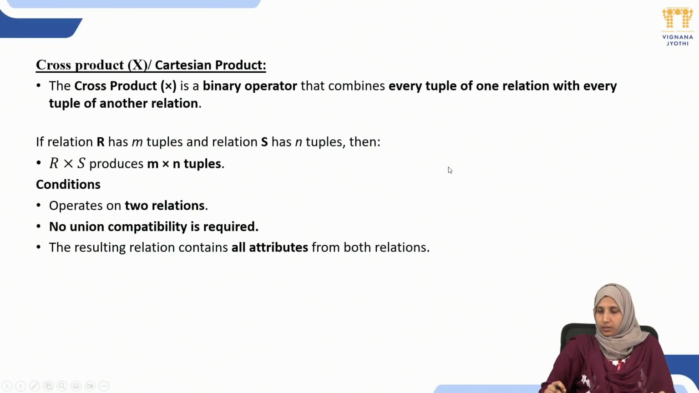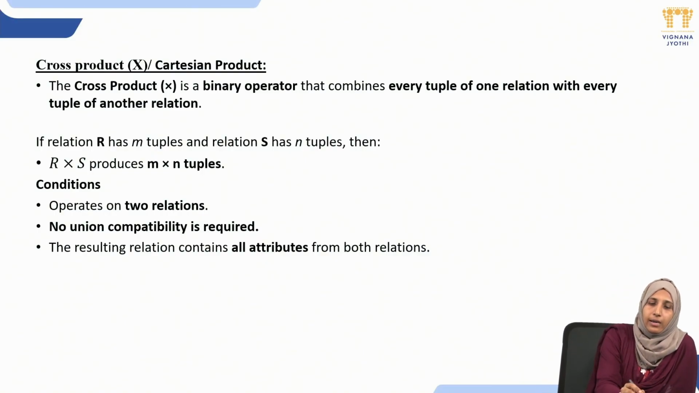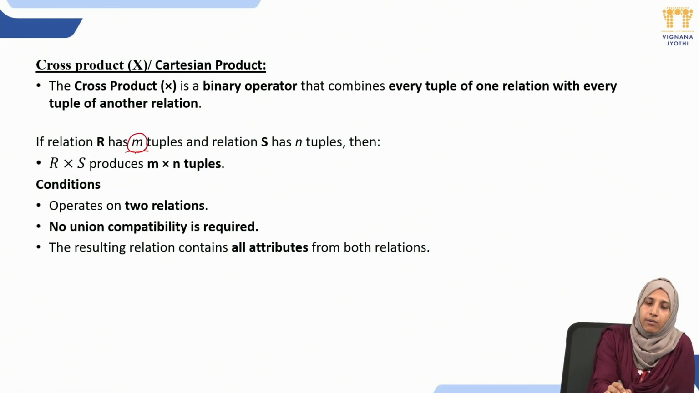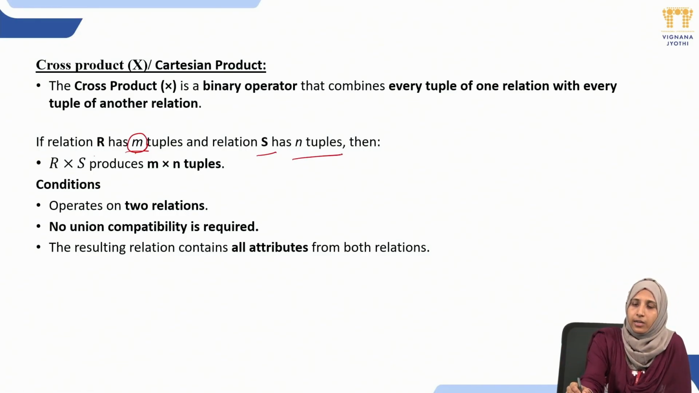Under derived operators, the very first operator is cross product. What do you mean by cross product or Cartesian product? The cross product is a binary operator that combines every tuple of one relation with every tuple of another relation. Here a tuple is nothing but a record or a row. Imagine you have a relation called R which has m tuples, and a relation S which has n tuples.